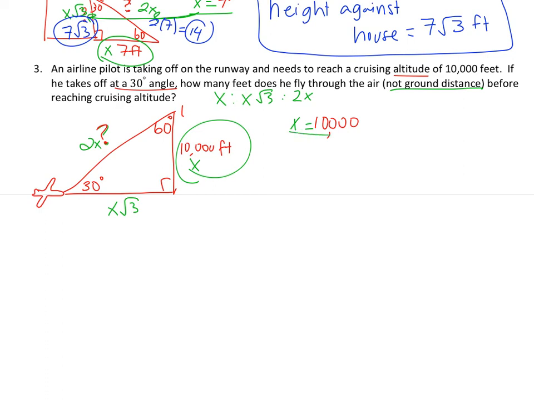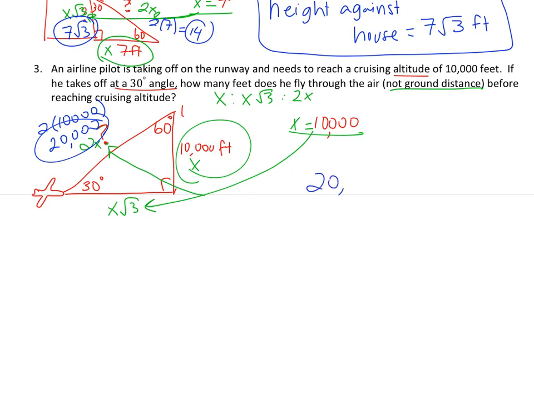Now all of our green x's equal 10,000. So we can go back and put them into any of the sides in the triangle. The piece they wanted, though, was the hypotenuse. So we need to take 2 times that number, and we get 20,000. So that means the distance he needs to fly before he can reach cruising altitude would be 20,000 feet.